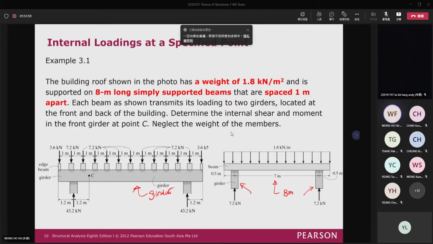This girder is located at the front and the back of the building. Determine the internal shear and moment in the front girder at point C. You can see that this is point C here. We want to find the shear force and the bending moment here, so we will cut it out and take a look. The load applied on the beam here is 1.8 kN per meter, and the total length of the beam is 8 meters. From here, you can find the total value of the force applied on the beam is equal to 14.4.